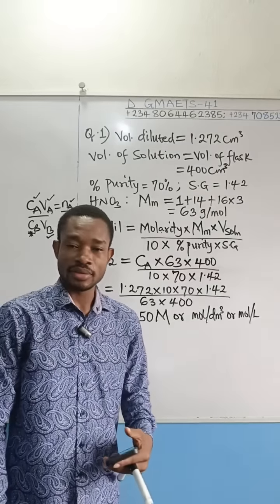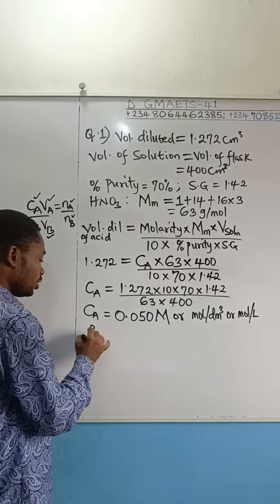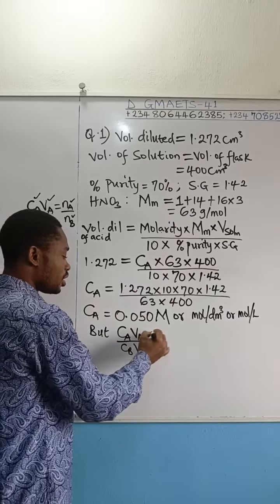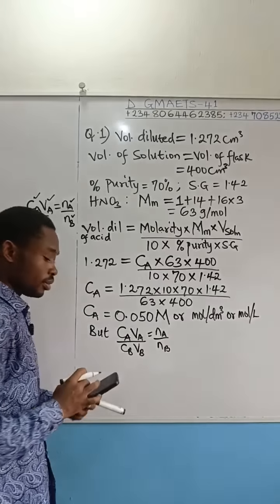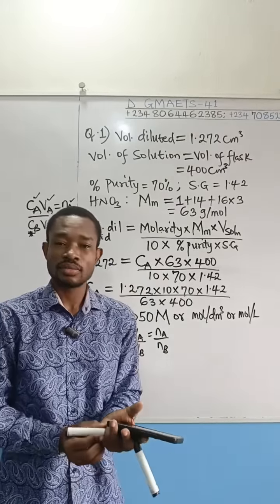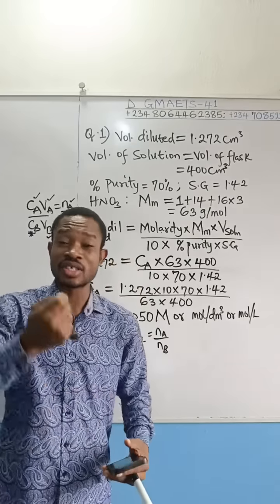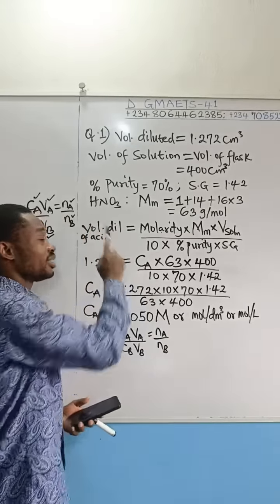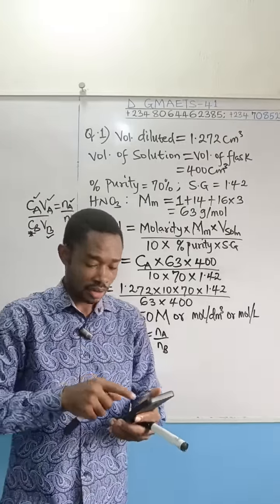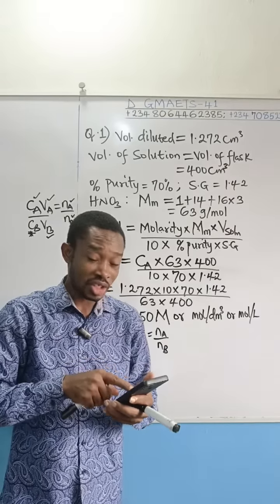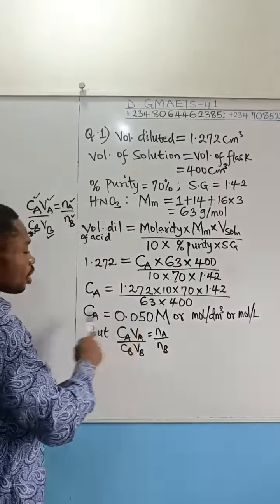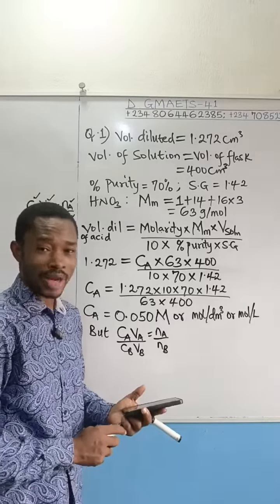Now that I've gotten my CA, I can proceed to obtain my CB, which will bring in this formula: CaVa all over CbVb is equal to Na all over Nb. I have told you already, this acid is a monobasic acid. The basicity of this acid, which is the number of hydrogen atoms in it, is 1. In the question, the examiner said that the base is a monoacidic base. Since we are told that the base is monoacidic, it simply means that the mole ratio of the acid to base will be 1 to 1.